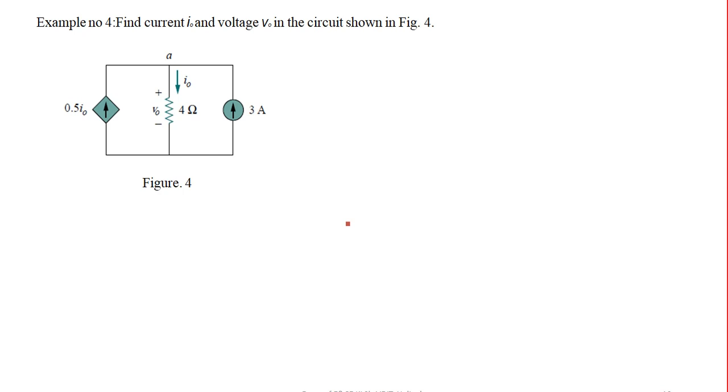So we'll consider another problem here. It is asked to find the current I0 and V0. So two unknown terms are there, but if you study the circuit here, how many current sources do we have? We have three current sources, right? And there are no voltage sources.